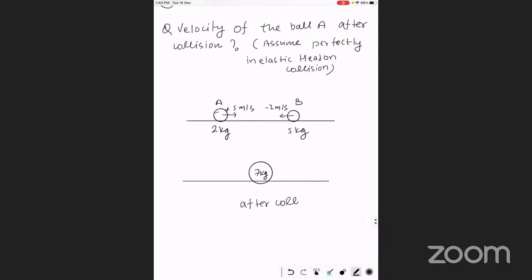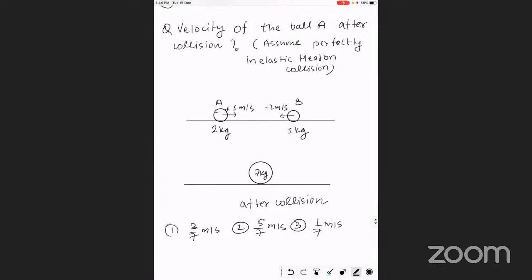After collision. Now, which side momentum is bigger? Which momentum is bigger, left or right? 5 2s are 10, 5 2s are 10. After collision, they'll become a single body. I'll give you options. The option 1 is 3 by 7 meter per second. Momentum before collision is equal to after collision. What is your opinion? What is your answer?